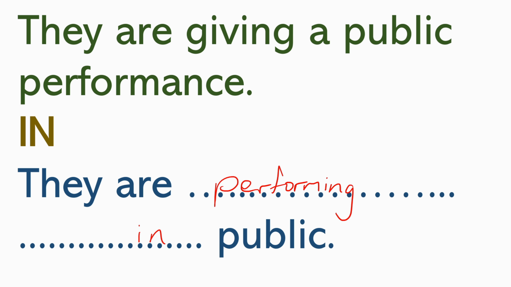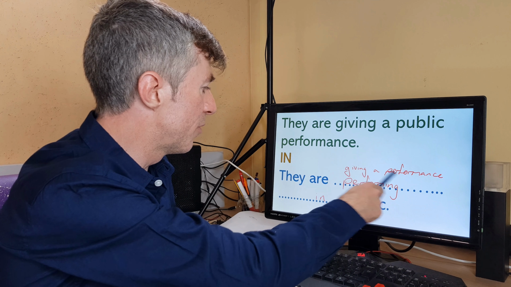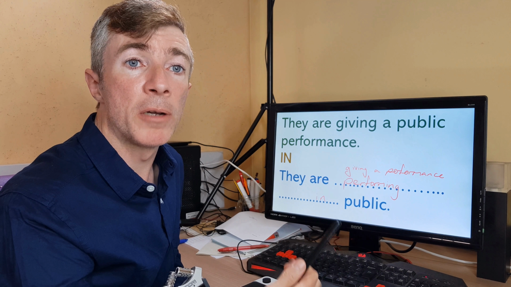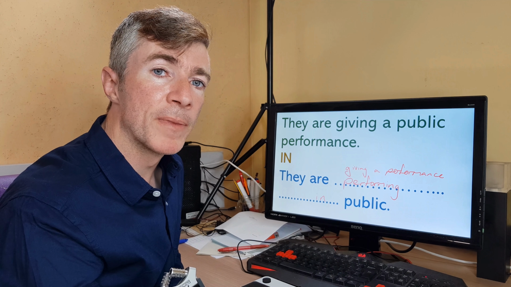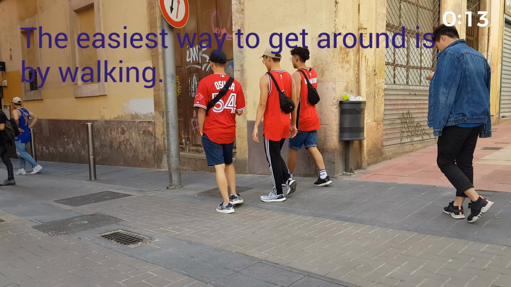And of course, as an alternative here, you could also say they are giving a performance in public. So we've kept the collocation there. Giving a performance in would be 4 words, performing in would be 2 words. So both of those would be equally acceptable in the Use of English. Okay. Take a look at the next one.